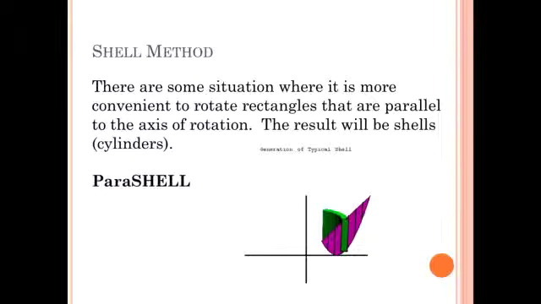You have a shell, right? So the shell is just hollow. Think of a soda can without a top or bottom. That would just be a shell. When we have our rectangle and we rotate it perpendicular, we create these washers, right? Well, if we rotate them parallel, we create shells.